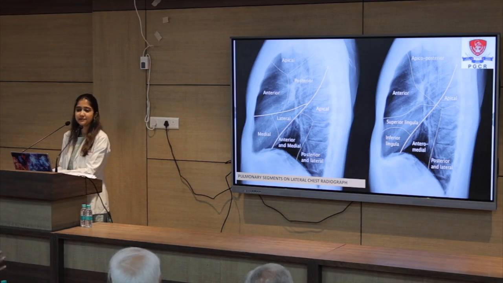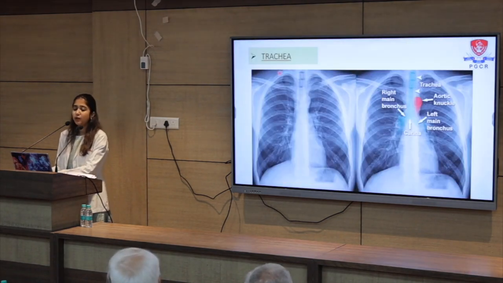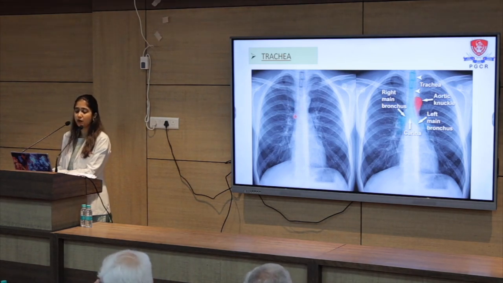Should not get confused. You can see the fissures, it's based on the anatomical. Now we have to look for the radiolucent structure in the midline, which is the trachea. The trachea is divided into the right main bronchus and the left main bronchus. The right main bronchus is smaller, steeper and more horizontal. So the chances of foreign body aspiration are more towards the right bronchus.